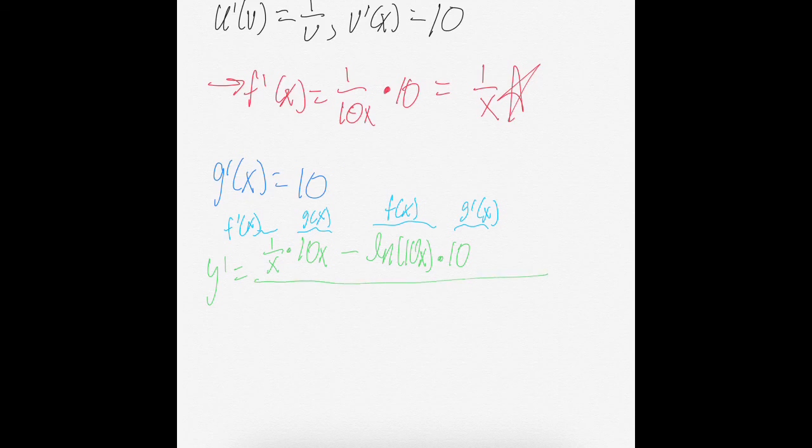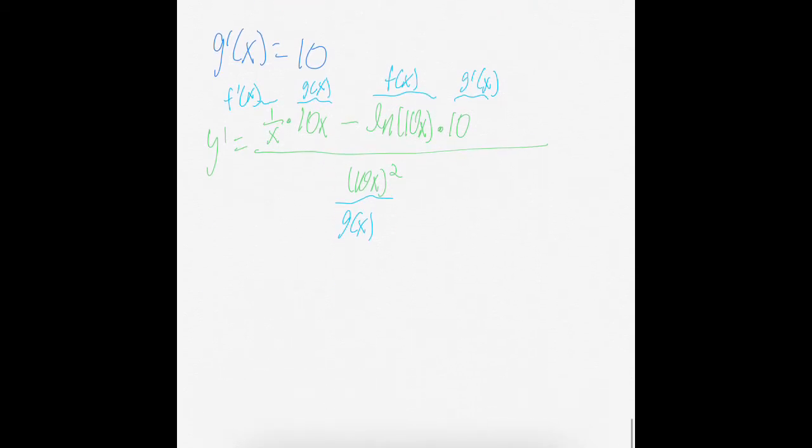The 10 here is just g prime of x. Then we're going to divide all of that by g of x squared, excuse me. So that's going to be over 10x quantity squared. So 10x is just g of x.